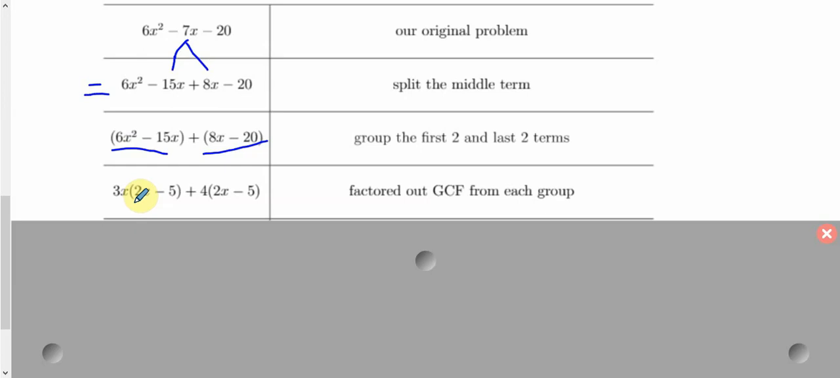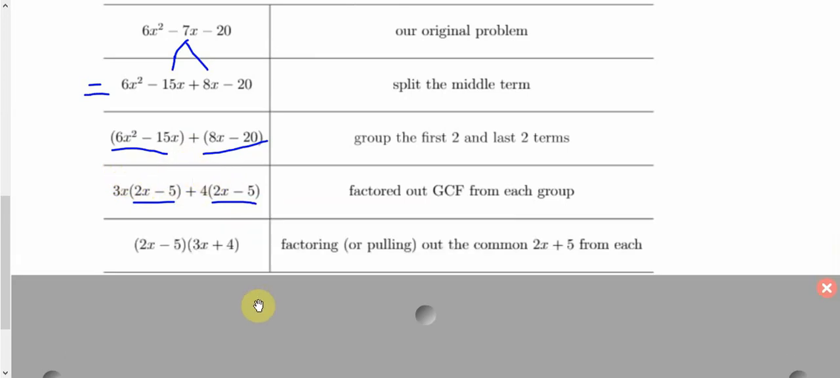Now what are you supposed to notice? I have identical parts in the front and the back. The front half and the back half, 2x minus 5. That will be one of our factors. If you remove those factors, what are you left with? 3x plus 4. That's our other factor. So taking away the 2x minus 5 out front, what are you left with? 3x plus 4. So these are the two factors that give us 6x squared minus 7x minus 20.